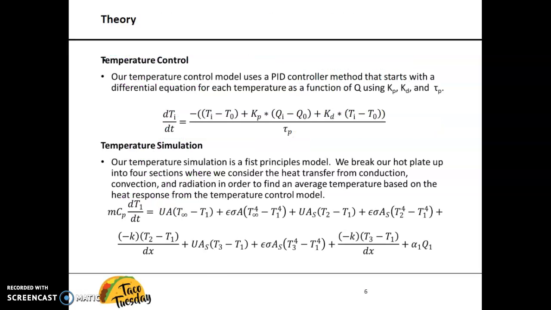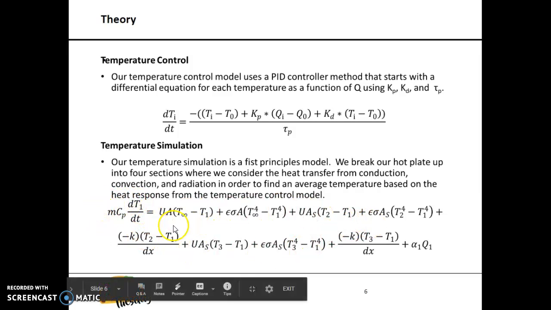But here are some equations that we used while doing this physics-based model of our hot plate. We have this PID controller method that we used, and we gathered our tuning correlations from graphs that we simulated using our physics-based model, and then our temperature simulation.